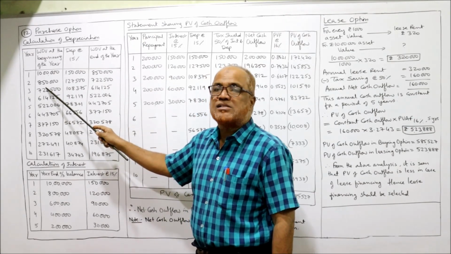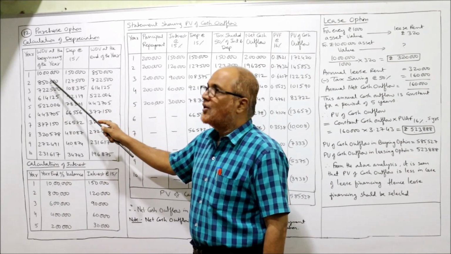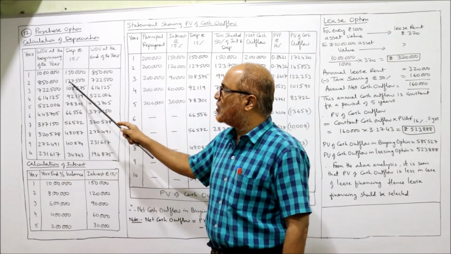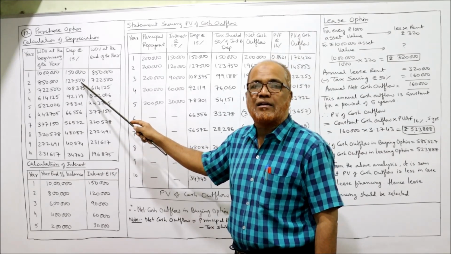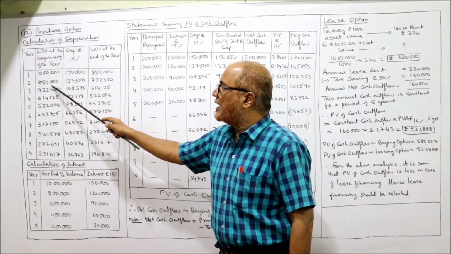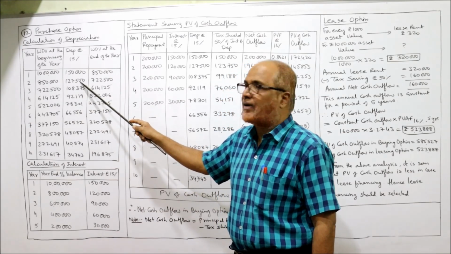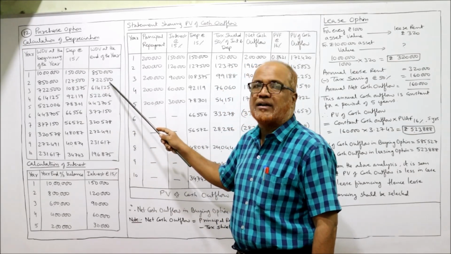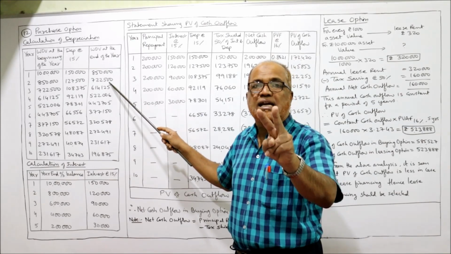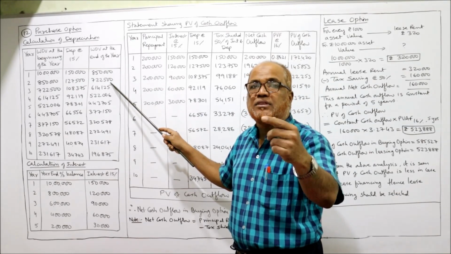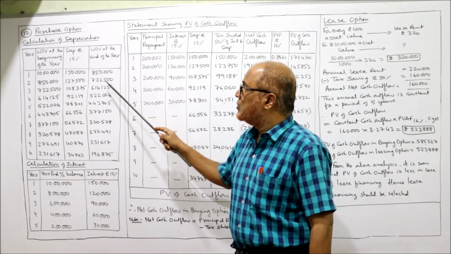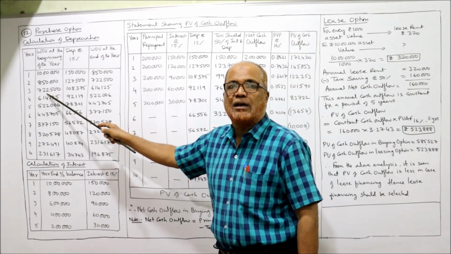Now 15% of 8,50,000, 1,27,500 is the depreciation for the second year. Now deduct 8,50,000 minus 1,27,500. You get 7,22,500 is the WDV at the end of the second year. The second year end WDV will become the third year beginning WDV. So 7,22,500 I have taken as third year beginning.